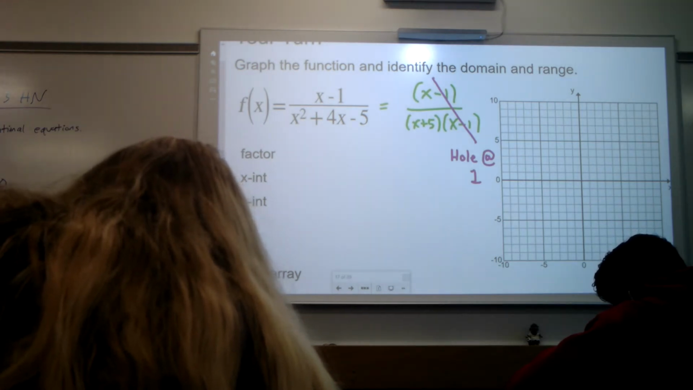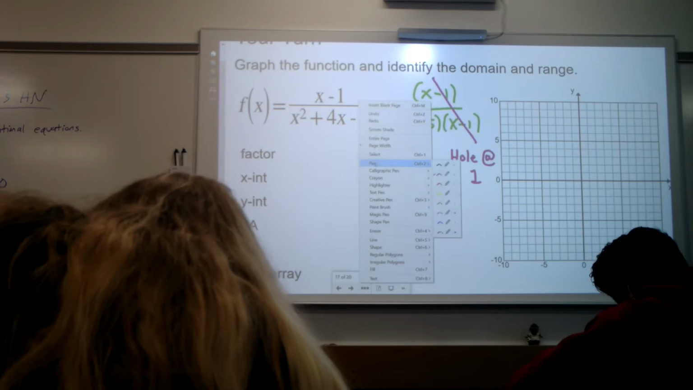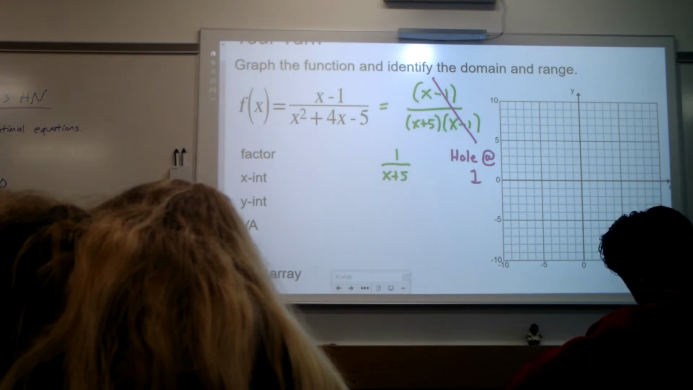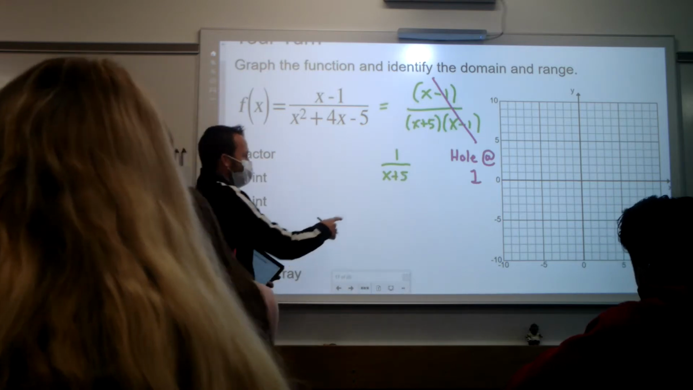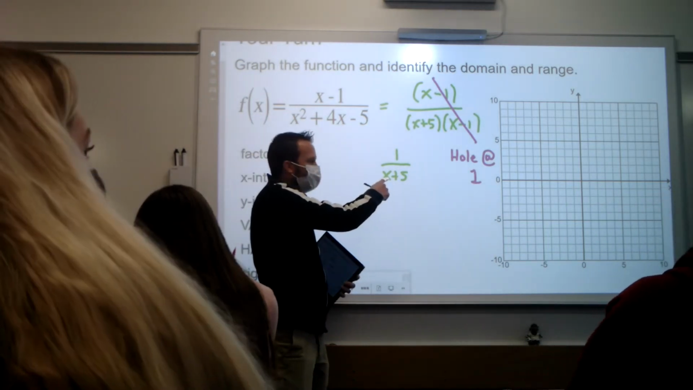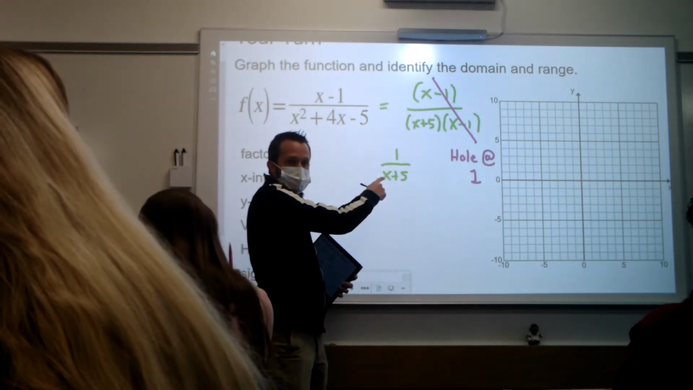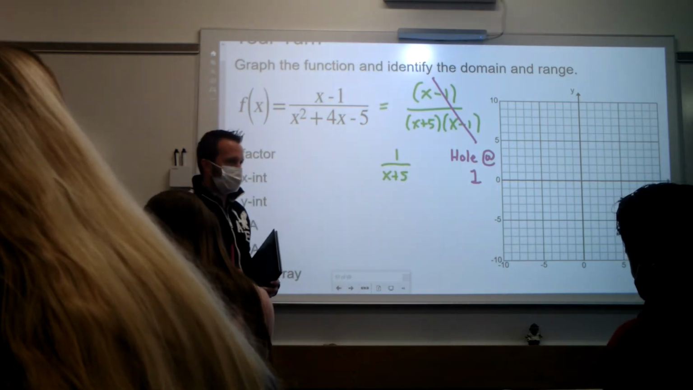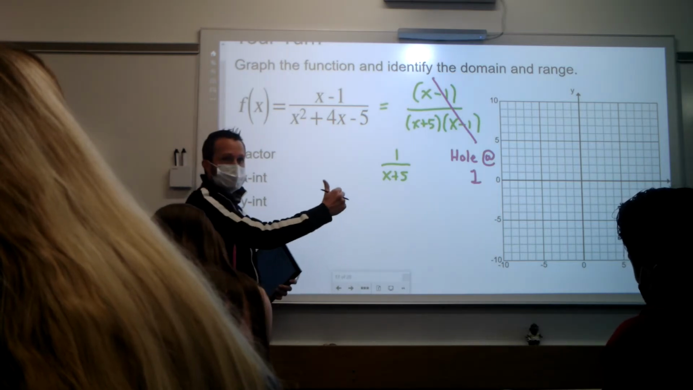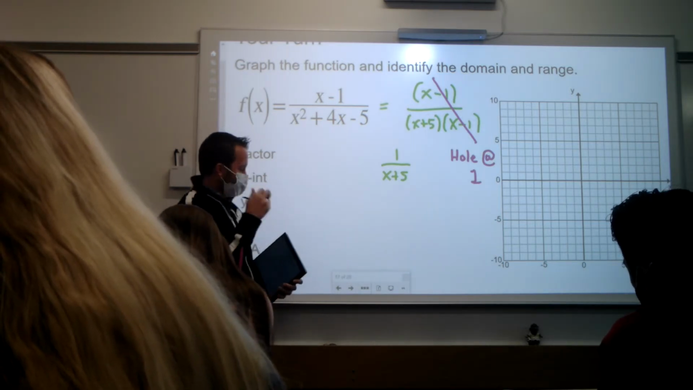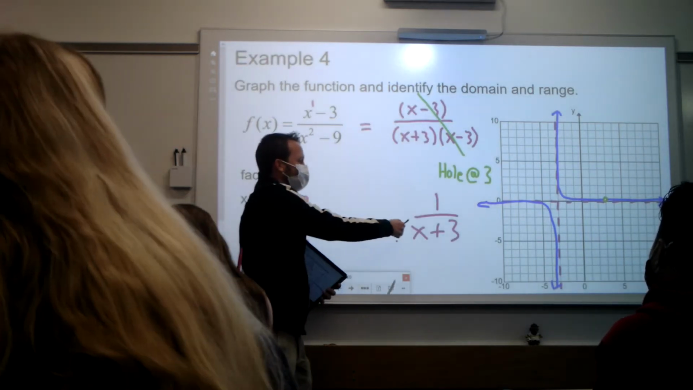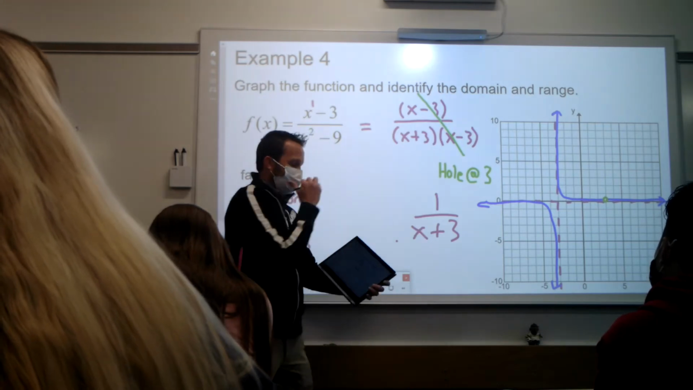So I'm going to just graph what was left over here, okay? We just have the graph of 1 over x plus 5. Well, before we get too far ahead of ourselves, the last one we did was 1 over x minus 3. What did that x minus 3 do? How did it shift the parent function? It went to the left 3. Wait, hold on. I have to go back. It was x plus 3. Okay, thank you. The x plus 3 shifted it to the left 3.